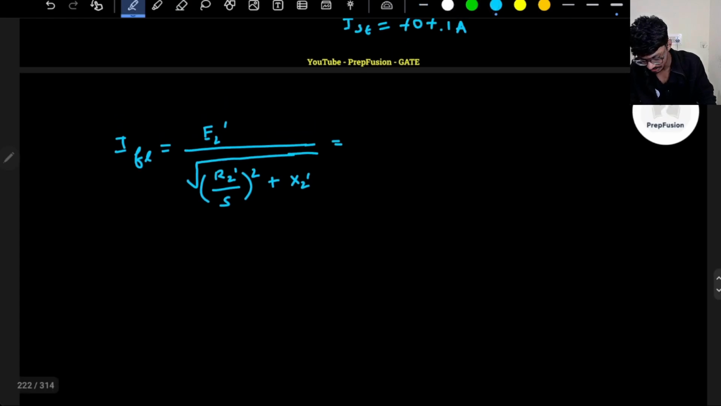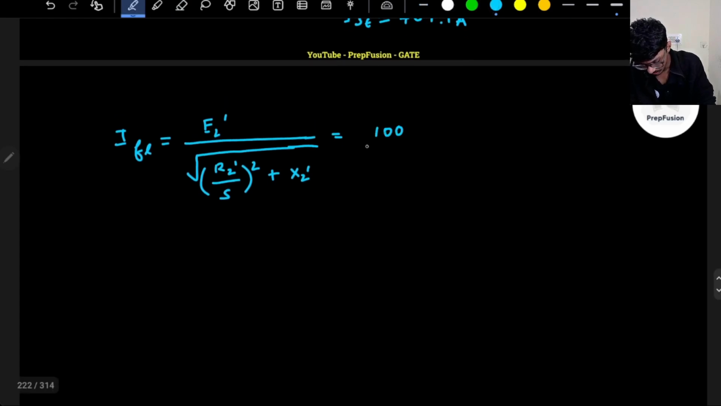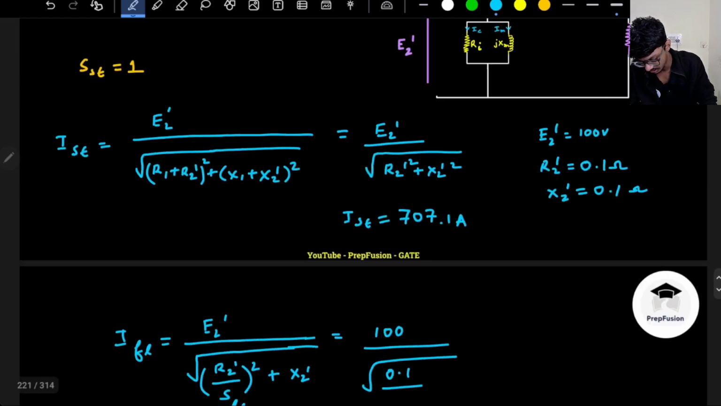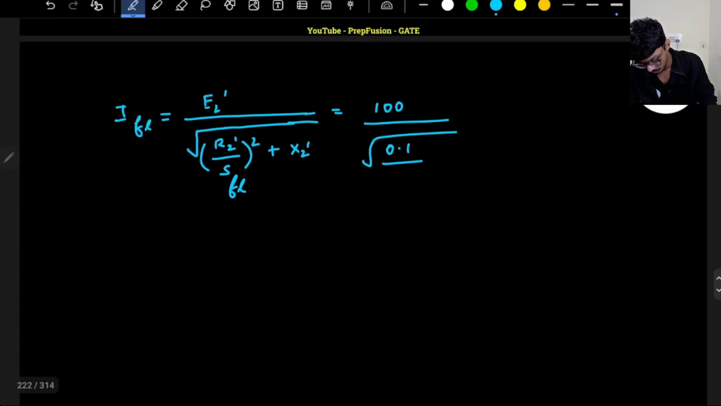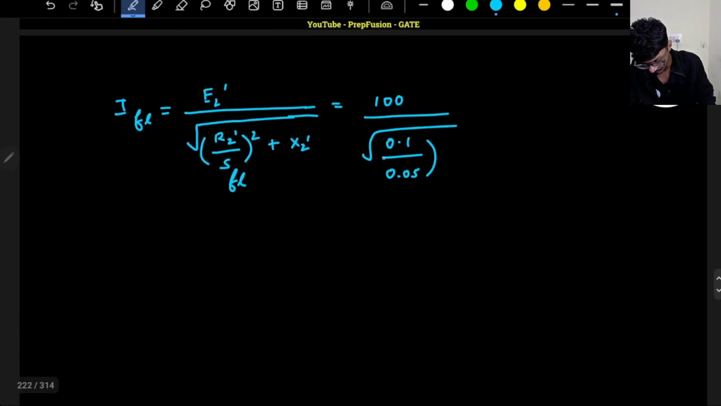So what is E2 dash? E2 dash is 100 again. Remember what is R2 dash? R2 dash is 0.1 divided by SFL, right? Slip at full load. Full load slip is 0.05. So with 0.05, roughly it is 2 ohms, and this is 0.1. This will not change obviously, whole square.